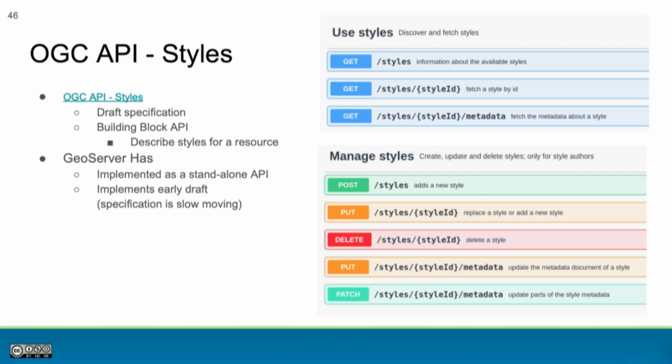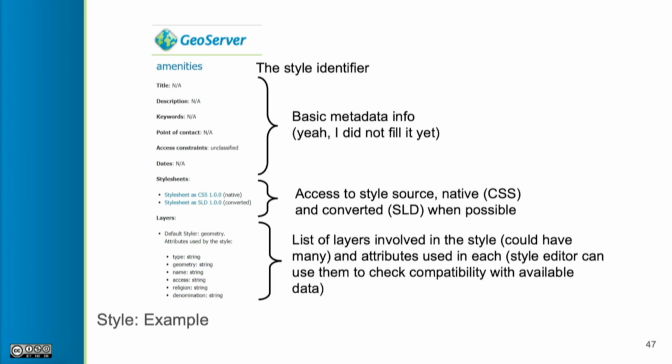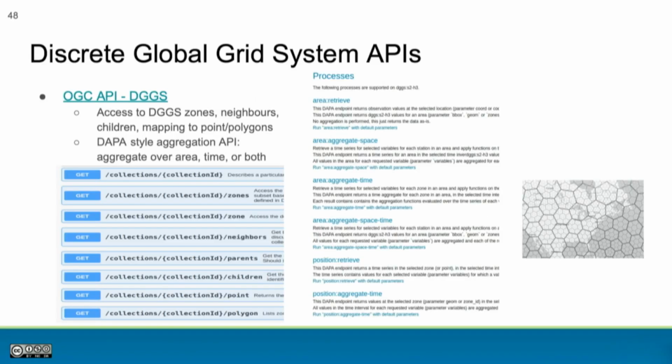Here's an example of OGC Styles. This is a draft standard. It's another one of these building block APIs. And we've got an implementation based on an early draft. What we've got here is the style identifier, some metadata about how it works, what style sheets, what the native format is, and what layers are capable of using this style.